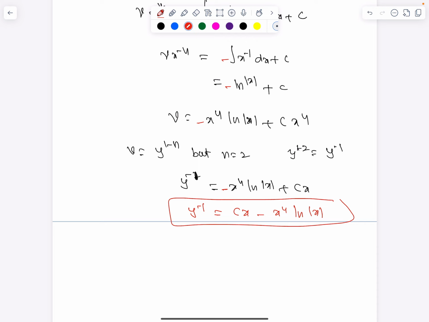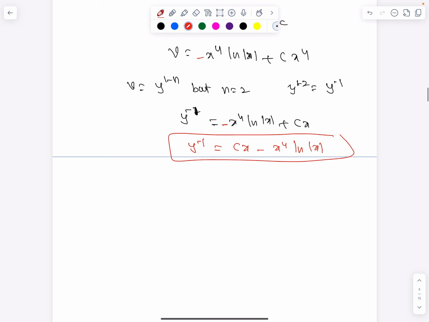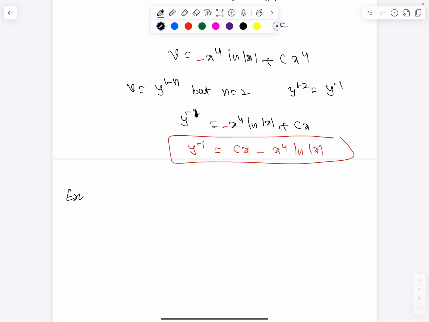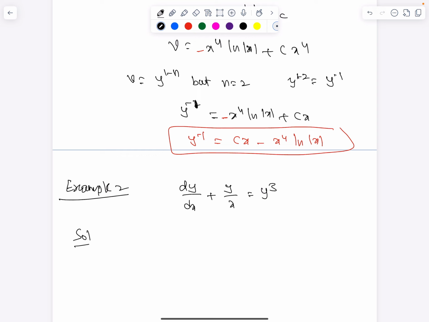So let me solve one more problem on the same method, Bernoulli differential equation. So let's take a simple example. Example 2 is dy by dx plus y by x is equal to y cube. So now you have to solve this differential equation.